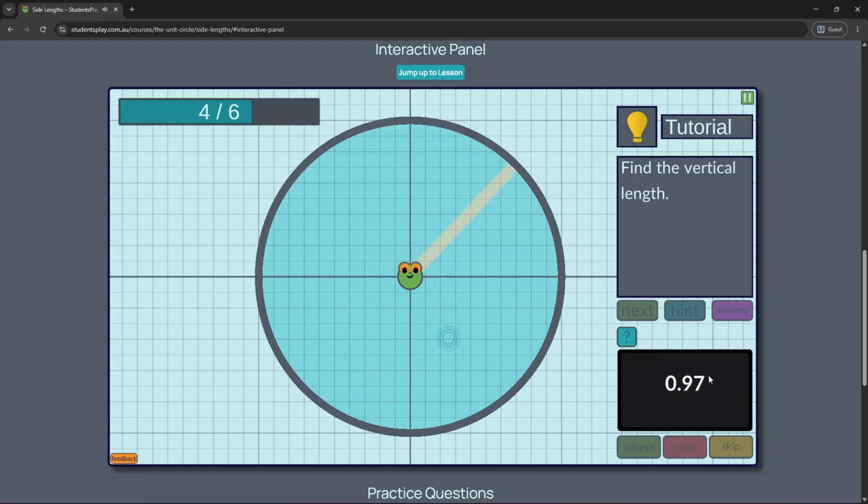Okay, this one looks like halfway. So half of 90 is 45. Yeah, perfect. And the horizontal length will be cos of 45. So 0.71. The vertical length will just be sine of 45, which is also 0.71.